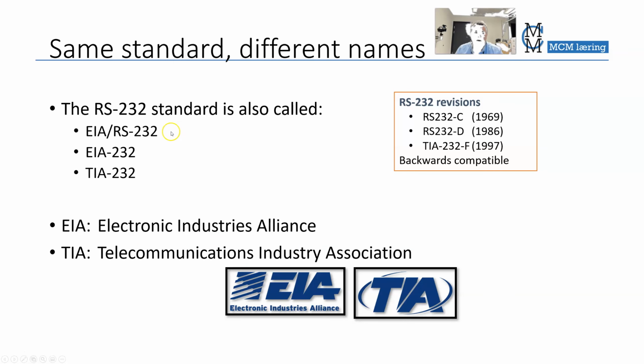And you will also find it by other names. For example, EIA RS232 or EIA 232 or TIA 232. But it's basically the same thing. So the correct way of naming it today is actually TIA 232, but everyone simply calls it RS232 still. So the version we are using now is TIA 232F, basically.